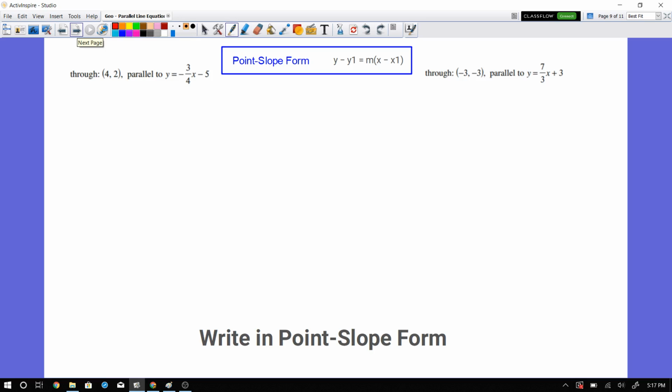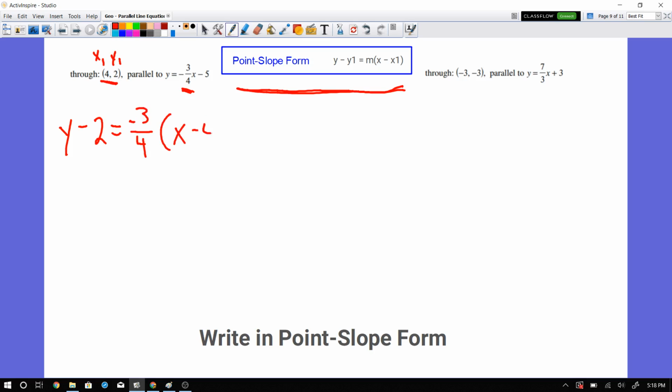Okay, so now we have to write in point slope form. All right, so if we have a point and we have the slope, all we have to do is put it into the problem. So write in point slope form. Here's how simple this goes. So you have the information and it says write in point slope form. Cool, so here's point slope form. All we have to do is put the stuff inside of this and have it rewritten. That's it. So y minus 2 equals negative 3/4, because that's our slope, times x minus 4. Done.